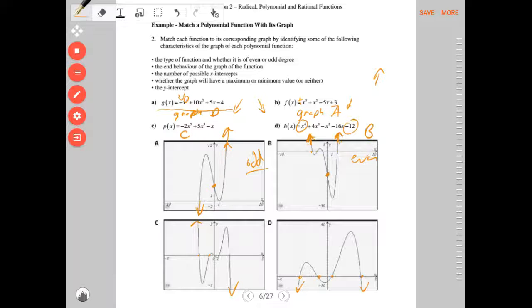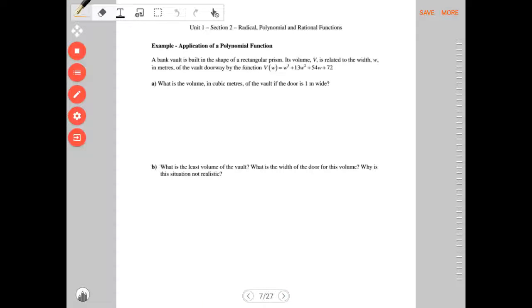So, graph D, then A, then C for C, and letter D is graph B. Awesome. Moving on. Okay, so an application of a polynomial function then. A bank vault is built in the shape of a rectangular prism. Remember, that's just a fancy word for box. The volume V is related to the width in meters of the vault doorway by this function: W cubed plus 13W squared plus 54W plus 72. What is the volume in cubic meters of a vault if the door is 1 meter wide?